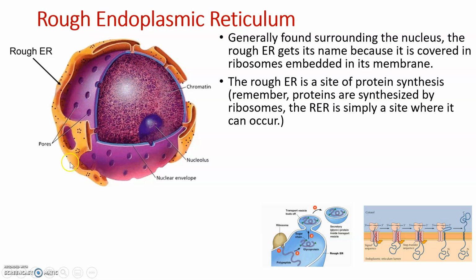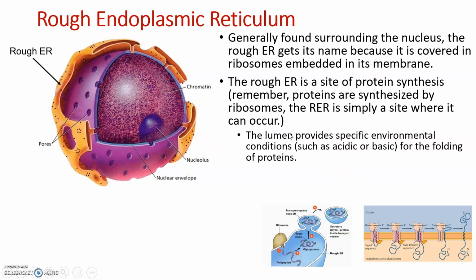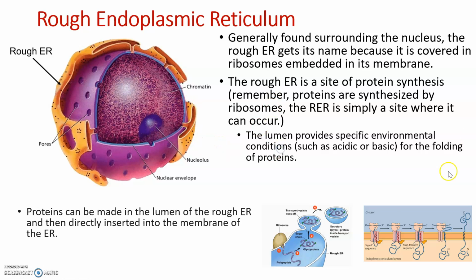The rough ER provides specific areas for proteins to be made. So if you think about it, you don't want your cell to be incredibly acidic, or basic for that matter, but sometimes proteins need that high acidic area or that basic area to fold the protein correctly. So the rough ER provides an area for that to happen. So as long as we keep just this particular part of the lumen very, very acidic, it's a good place to make proteins that need to fold correctly in an acidic environment.